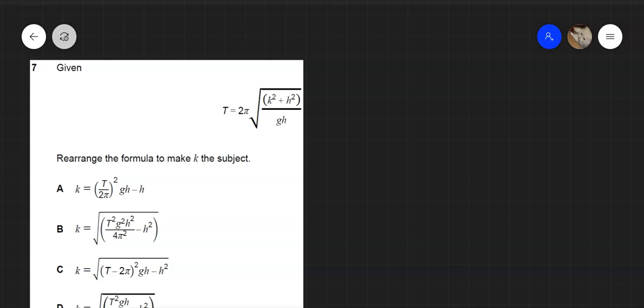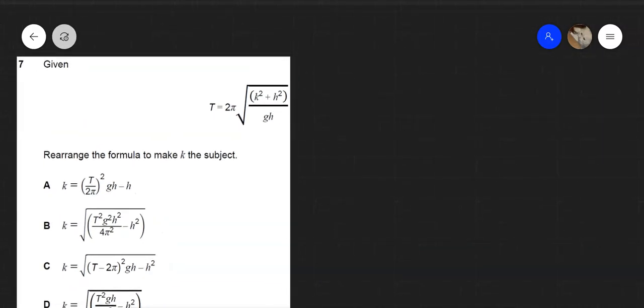Next one, question 7. Given some quantity t, which is expressed in terms of k, h, and g, we need to rearrange the formula to make k the subject. That's actually pretty easy to do because k squared appears only in the numerator under the square root. So in order to get to the numerator, then we have to of course multiply t by the denominator. But before we do that, we need to get rid of the square root.